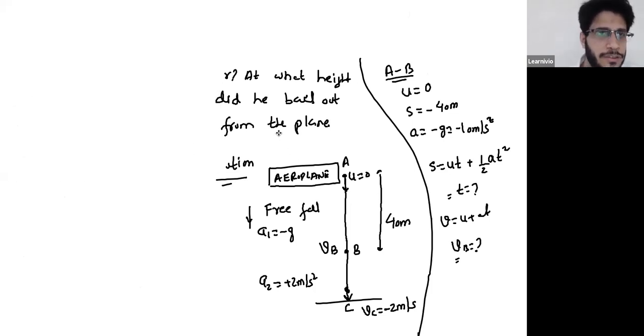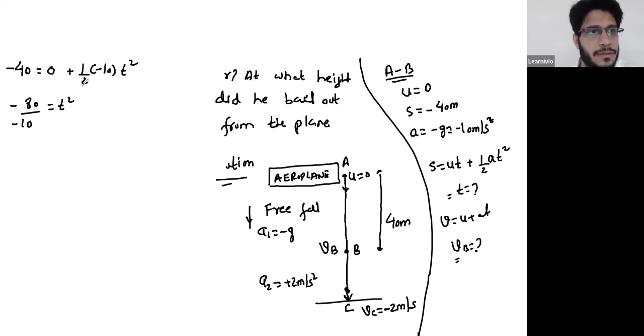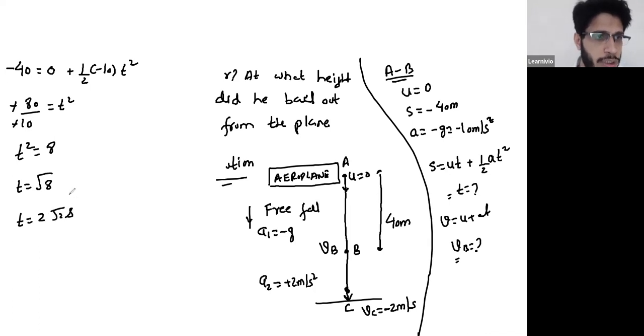Okay, let's check your calculations. If I substitute the values, displacement is minus 40, your initial velocity is 0, your acceleration is minus 10, then it's t square. So this is minus 80 by minus 10, which is t square. The minus signs get cancelled out. So your t square is 8 and your t is root 8. So t is 2 root 2 seconds.